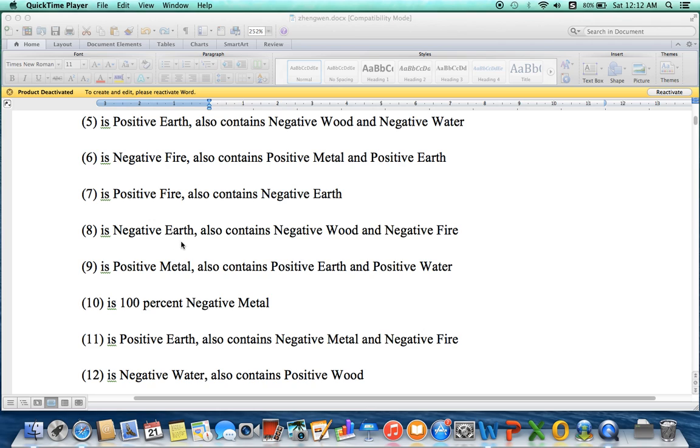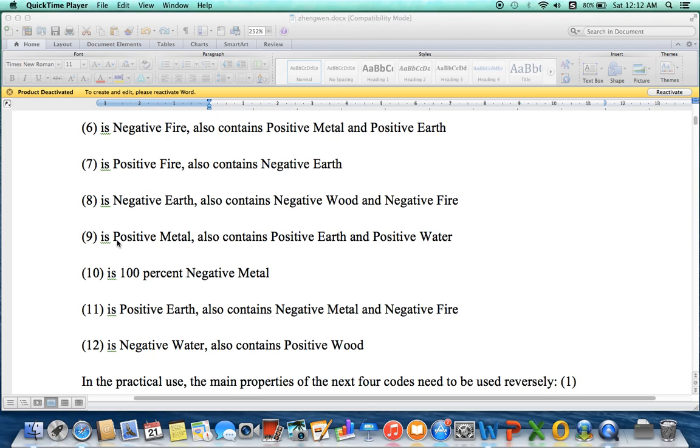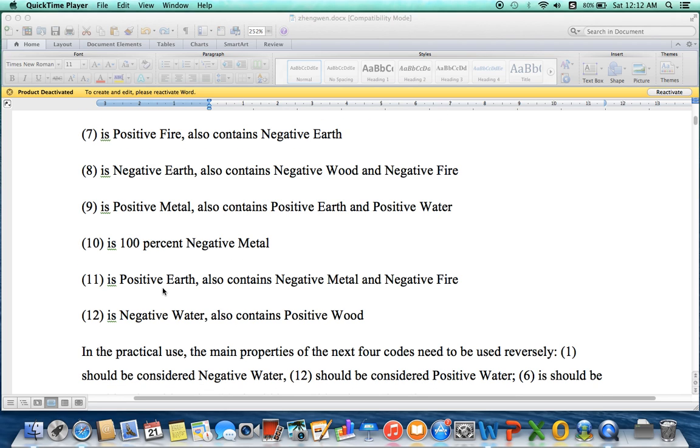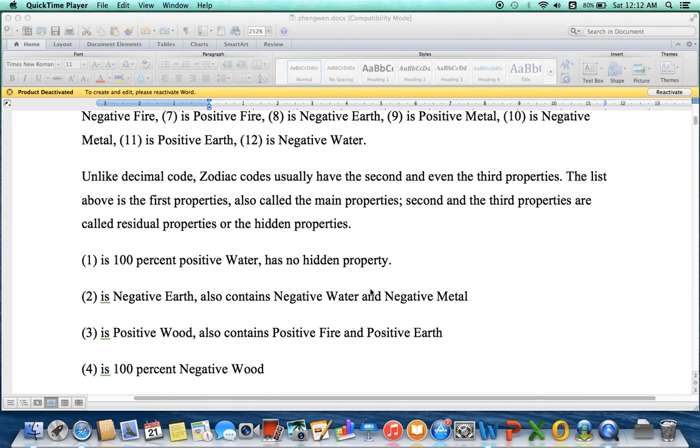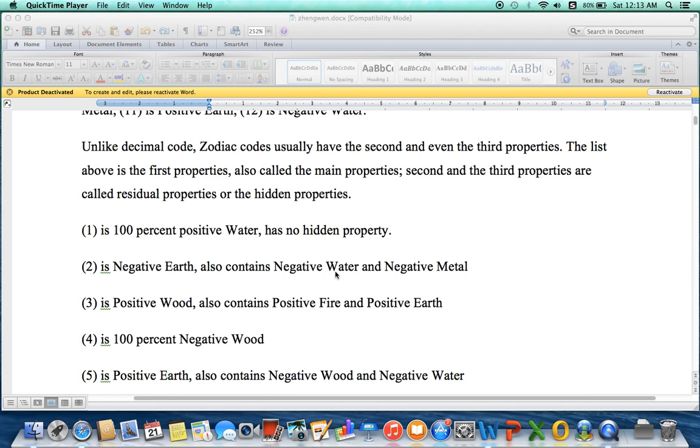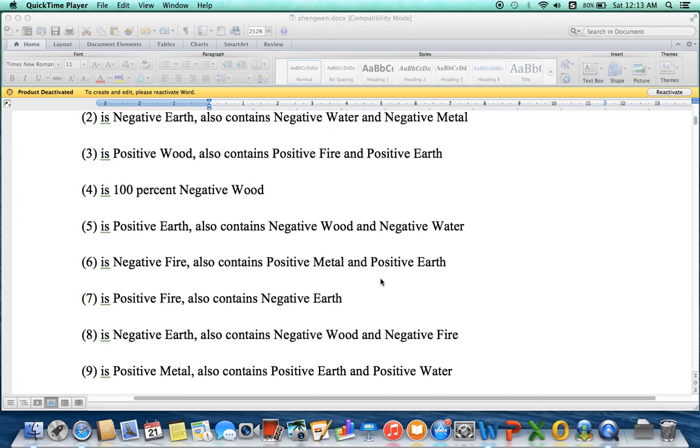8 is negative earth, also contains negative wood and negative fire. 9 is positive metal, also contains positive earth and positive water. 10 is 100% negative metal. 11 is positive earth, also contains negative metal and negative fire. 12 is negative water and also contains positive wood. So it is even harder to remember because we need to remember the hidden property.